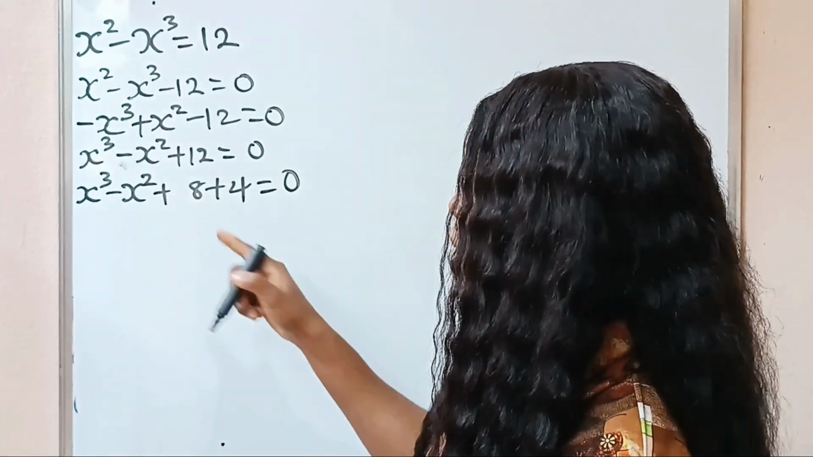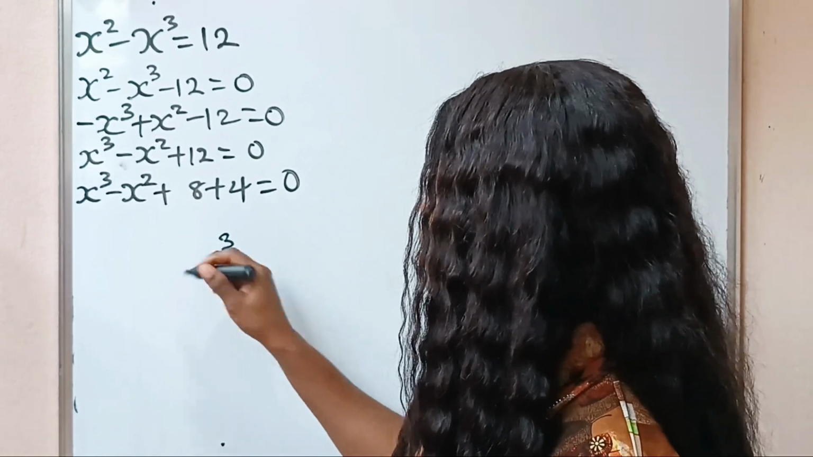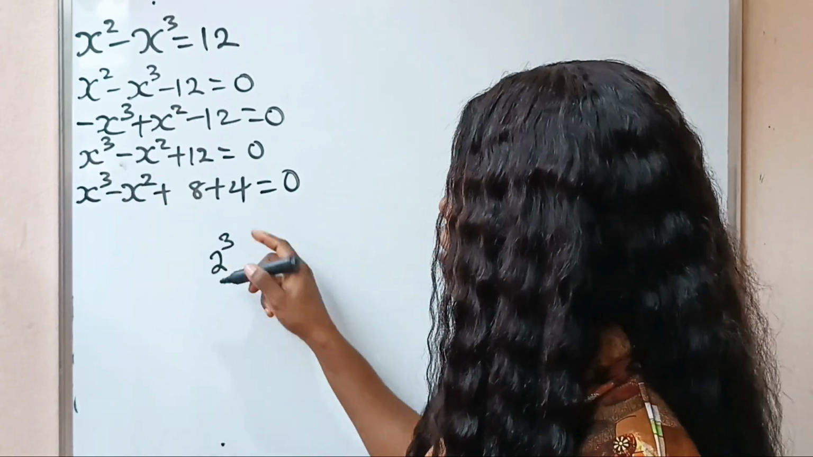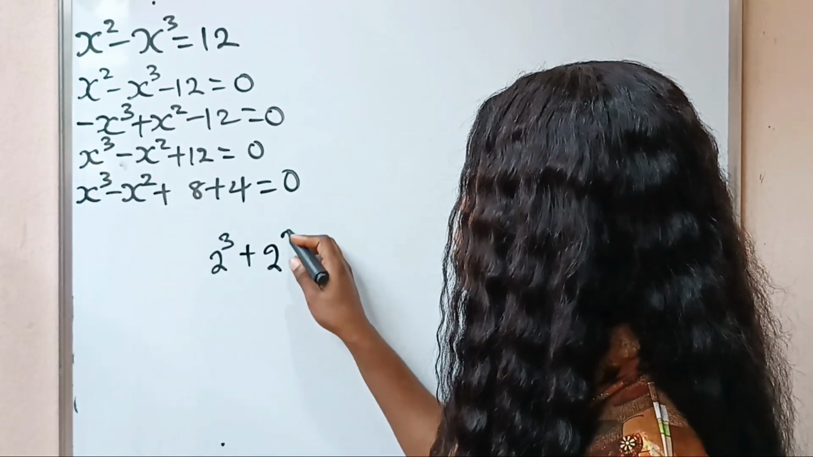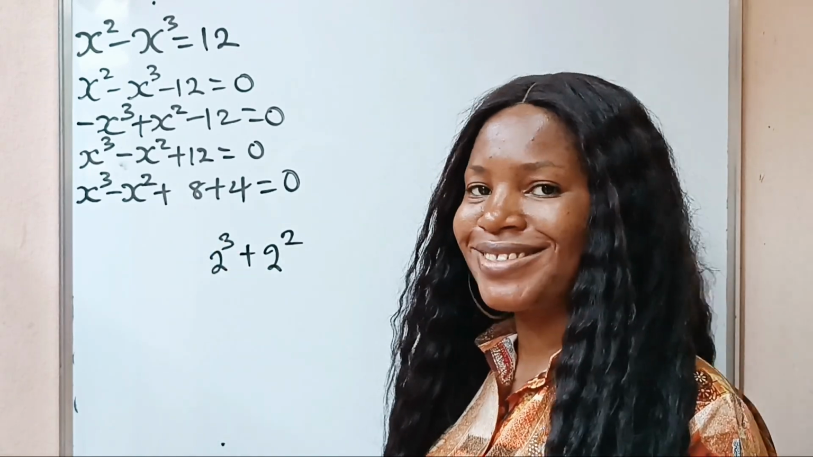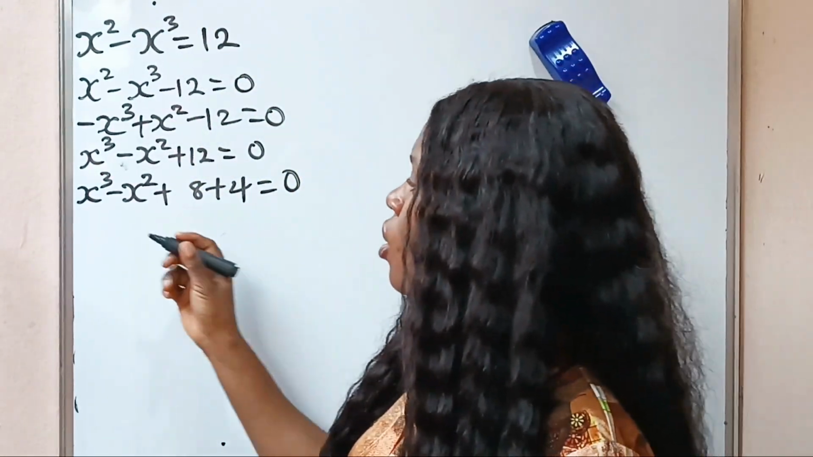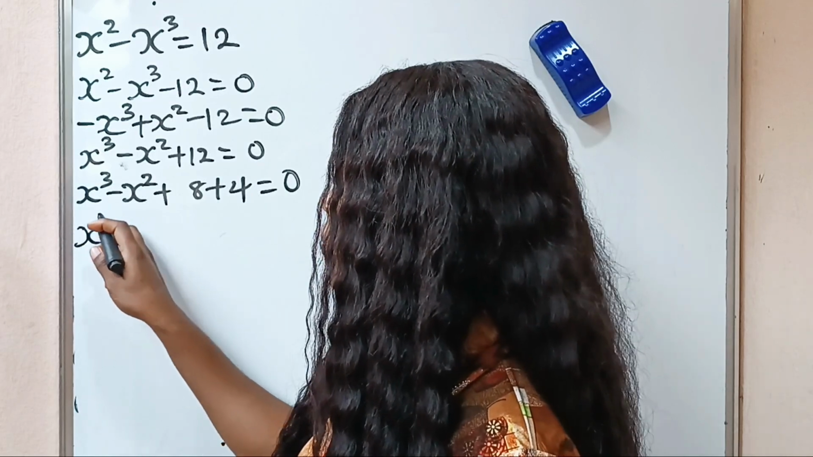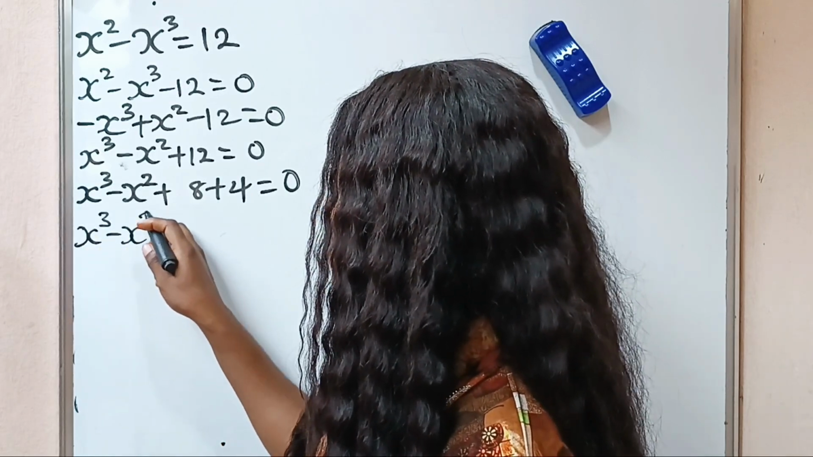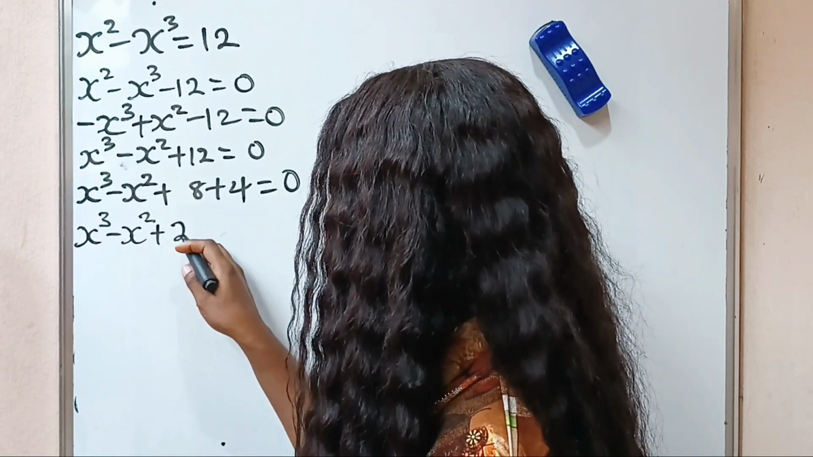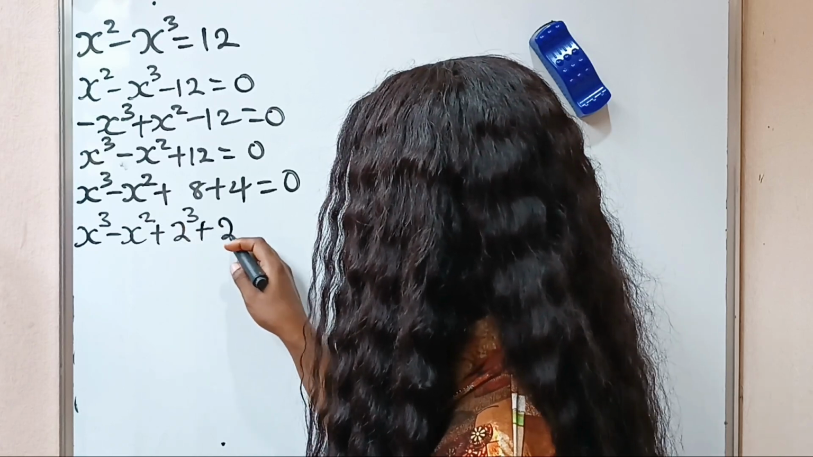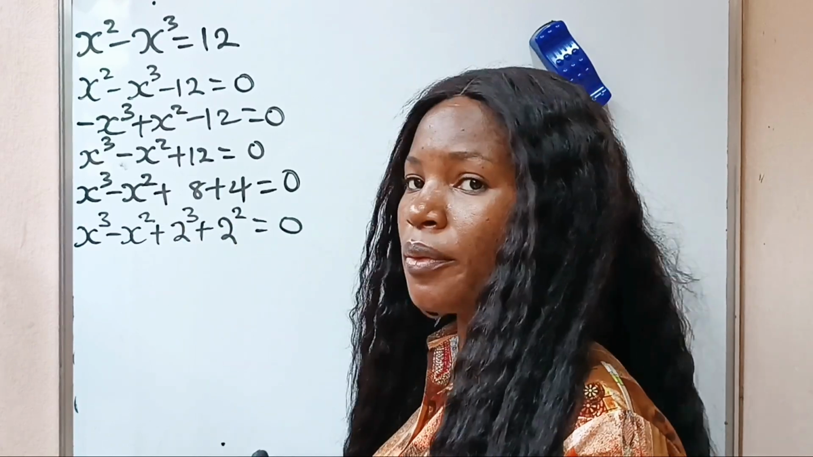Now I chose 8 because 8 will give me 2 to the power of 3, just like x to the power of 3, and 4 will give me 2 to the power of 2, just like what we have here. You can see that, right? All right. So we can now write x to the power of 3 minus x squared plus 2 to the power of 3 plus 2 squared is equal to 0.